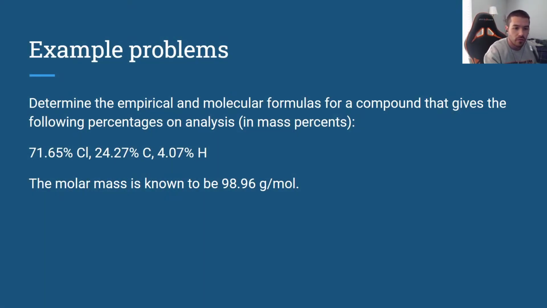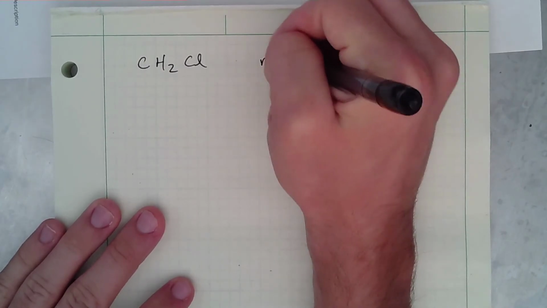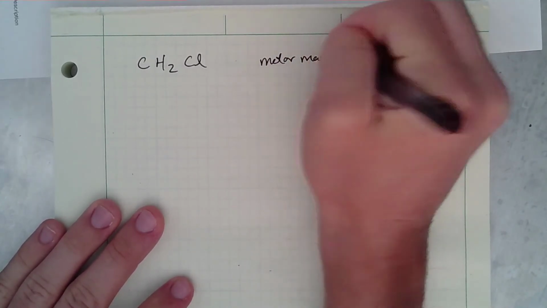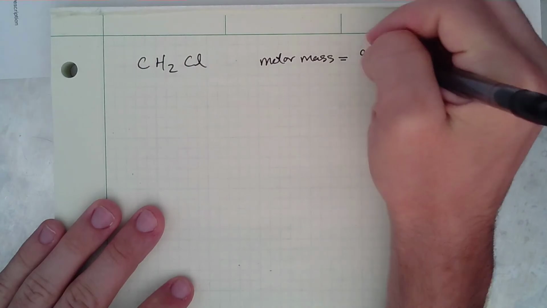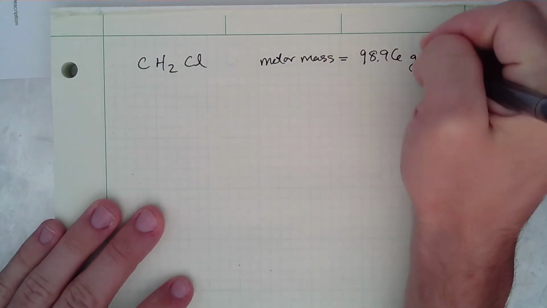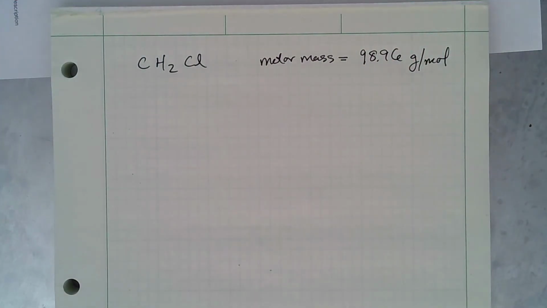Last part of the problem is to determine the molecular formula. So let me show you the slides one last time. So determine the empirical formula and molecular formula for a compound that has this information. And once again, they did give us that molar mass, which was 98.96 grams per mole.